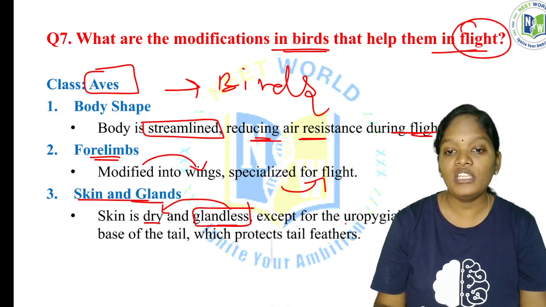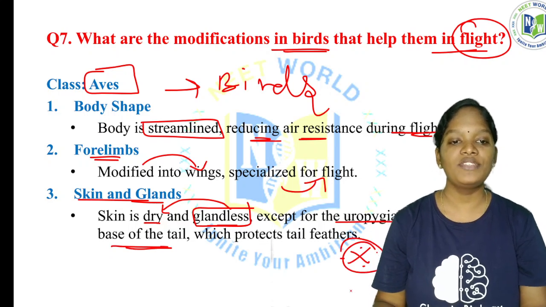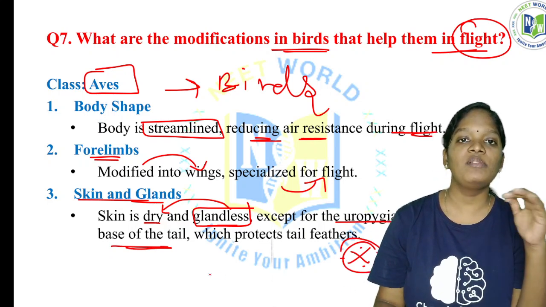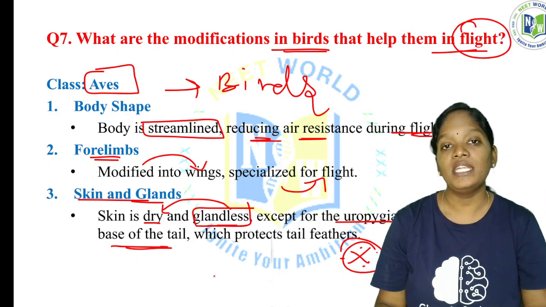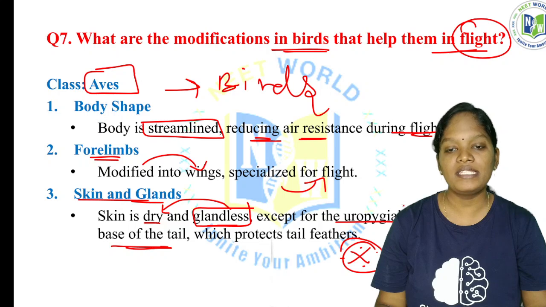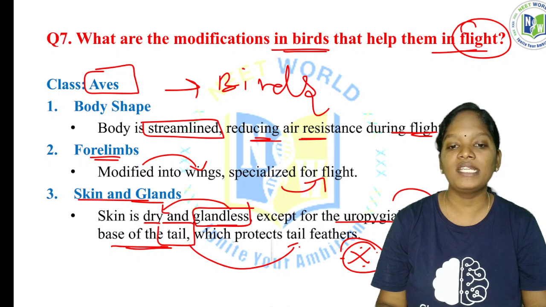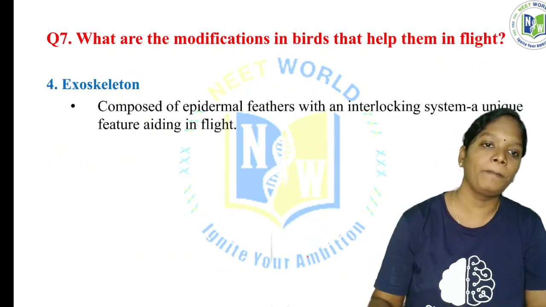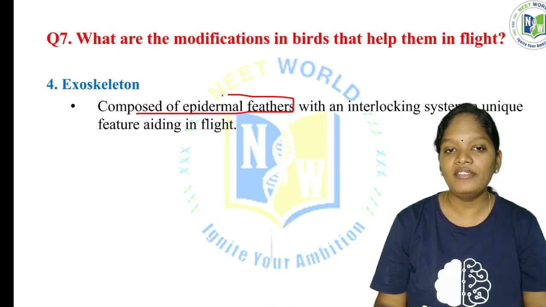Except for the uropygial gland at the base of the tail, which protects the tail feathers. Very important. So what have we studied? The skin is dry. Why? Because there is no gland in the skin, so the skin looks dry. But one gland is present, the uropygial gland, commonly called the preen gland. It is present only in the tail region. Why is it present in the tail region? Because it protects the tail feathers. Now, exoskeleton. Here the exoskeleton is composed of epidermal feathers.